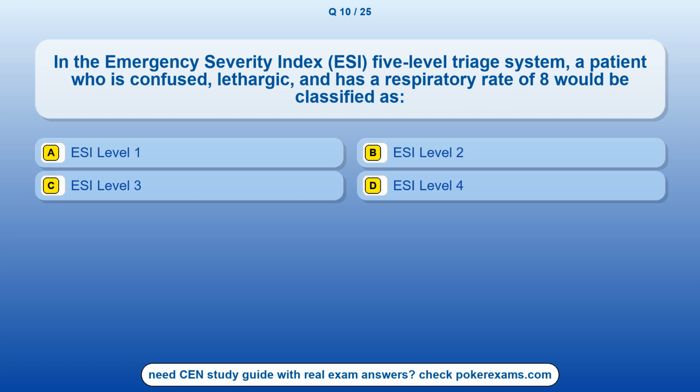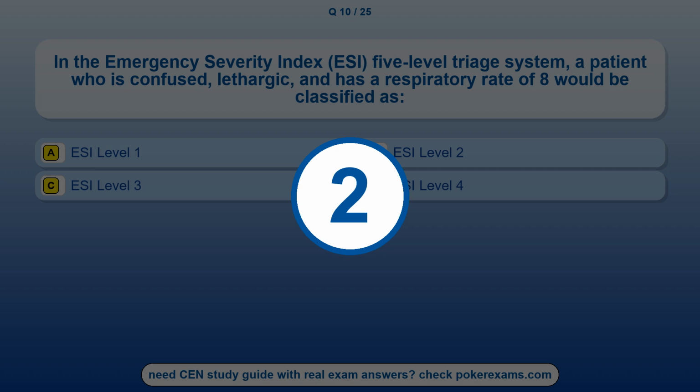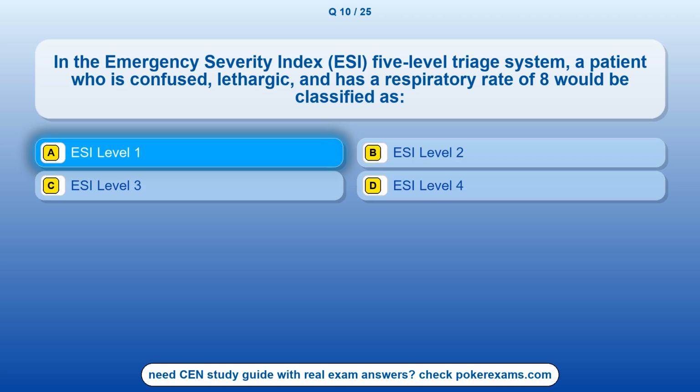Question 10. In the Emergency Severity Index (ESI) 5-level triage system, a patient who is confused, lethargic, and has a respiratory rate of 8 would be classified as: Option A, ESI level 1. Option B, ESI level 2. Option C, ESI level 3. Option D, ESI level 4. The correct answer is option A, ESI level 1.